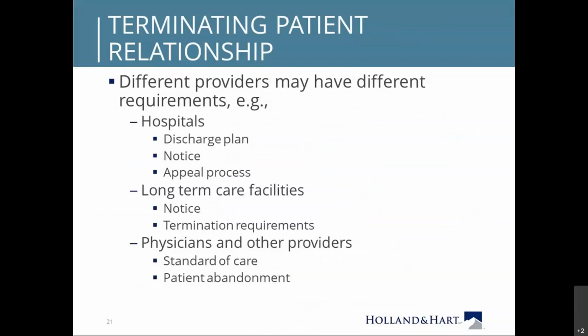Now, what does it mean for an appropriate termination? Well, it depends upon the provider, because different provider types have different rules concerning how they can terminate that relationship. For example, with hospitals, there are rules concerning the conditions of participation applicable to hospitals, about how you have to have the discharge plan. You have to give them the notice. The patient has a right to certain appeals, so you've got to jump through those. Long-term care facilities, you generally also have obligations to give the patient advance notice. They have some appeal rights and things like that.